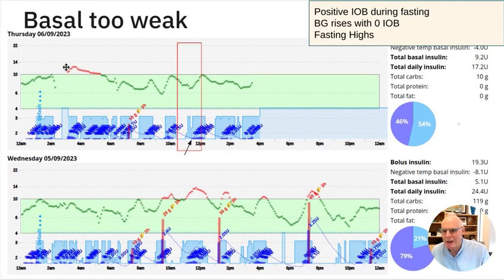Basal too weak, the sugar is high overnight, and when you're fasting, there's an extra note here saying that the sugar rises when there's 0 insulin on board. This means the basal is too weak, so we're going to strengthen the basal by 10%.